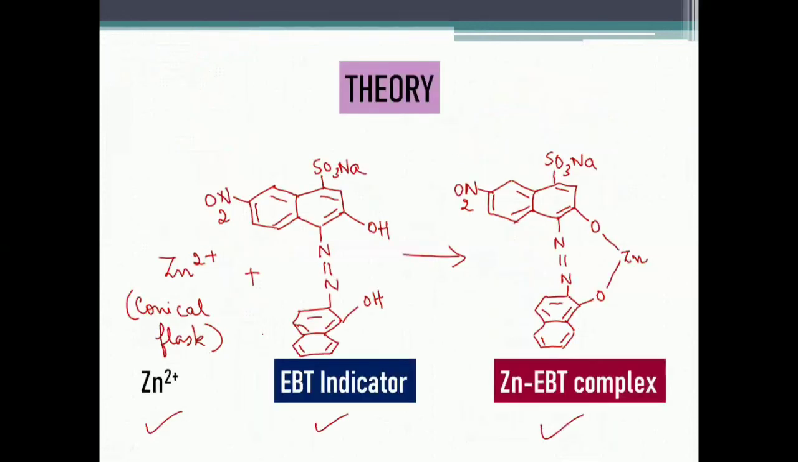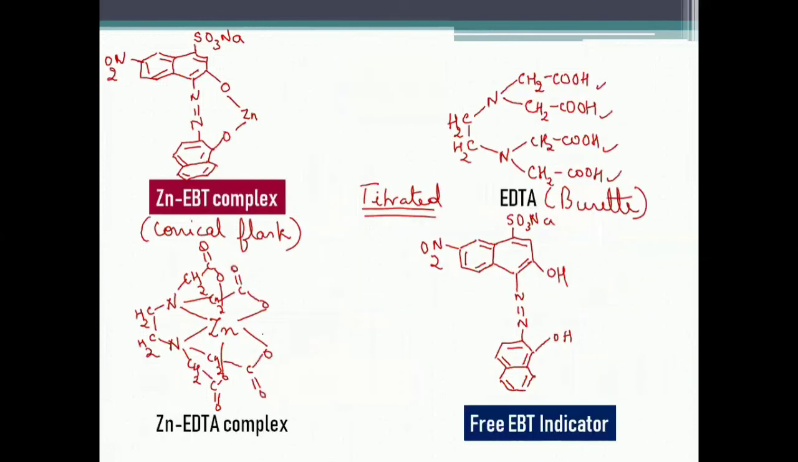So let me just summarize the theory part. First, the zinc sulfate, which is colorless, you add EBT indicator, which is blue in color. The complex of wine red color is formed, that is the zinc and EBT complex. This zinc EBT complex, when titrated against EDTA, will form the zinc EDTA complex, which is octahedral in arrangement, and the free EBT indicator is formed, which is blue in color. So the color changes from wine red to blue in this titration.